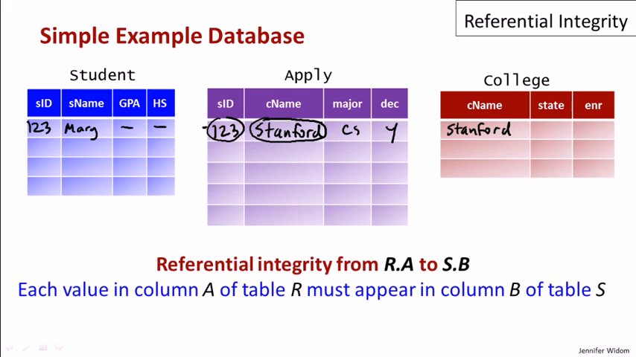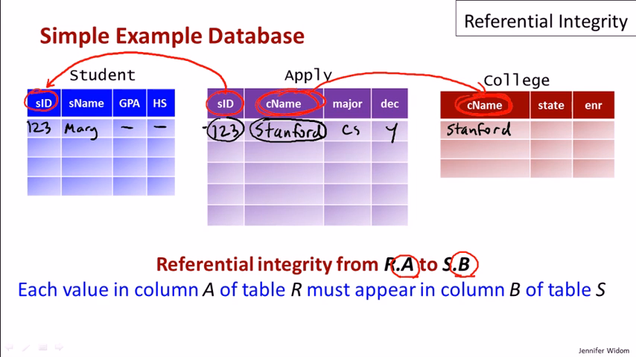Specifically, if we have referential integrity from an attribute A, say of a relation R, to an attribute B of another relation S, what that's saying is that every value that appears in the A column of relation R must have some corresponding value in the B column of relation S. So if we take a look at our example, we would say then that we would have referential integrity from the SID column of apply to the SID column of student. We would expect every value that appears in this column to also have a value in the other column. And similarly, we'll have referential integrity from the college name attribute in apply to the college name attribute in college. Again, we want every value that appears in this column to also appear in this column.